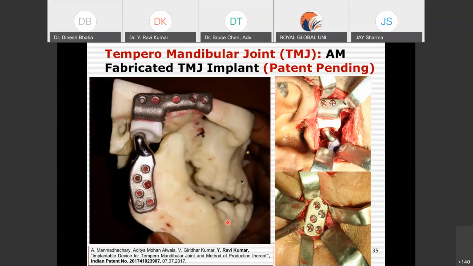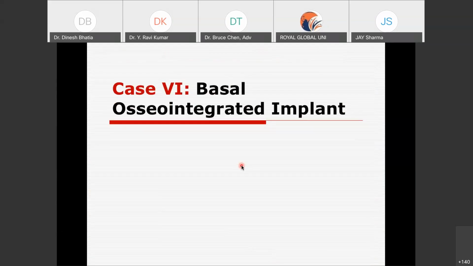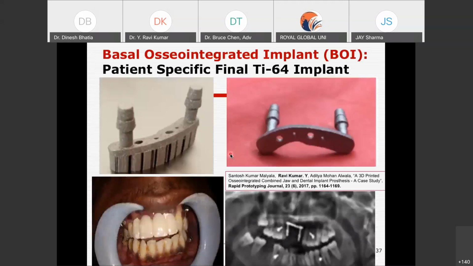In this way, 3D printing is helpful for designing and fabricating a complex surgery like a TMJ reconstruction. That is one. And then we have operated one more case. This is an accident case where he lost 4 teeth along with the bone. The problem with conventional implants is that they cannot be accommodated here, and you don't have much bone support to implant and fix those implants in the jawbone.